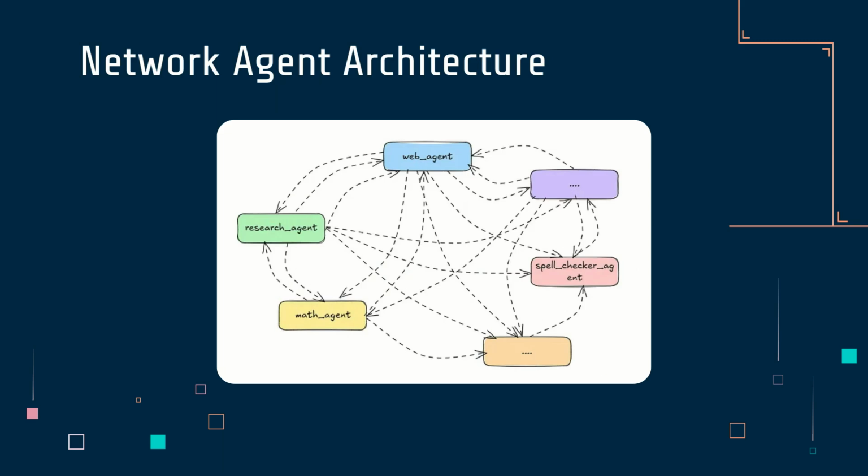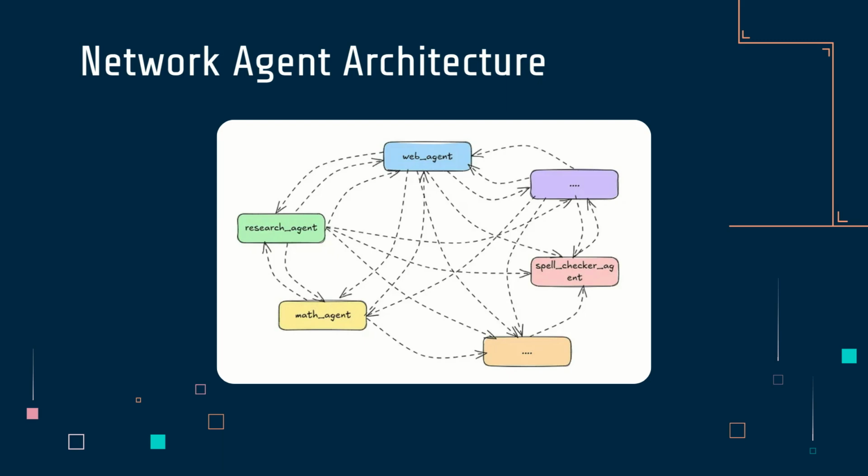So let's move on to the networking agent architecture. The networking agent architecture is very simple. Basically, you have a bunch of agents. All these agents are connected to one another. So any agent can talk to any other agent within the collection, right? You can think of it like talking to anyone in the world. So a web agent can talk to the research agent, which can talk to the math agent. There's no restriction. Any agent can talk to any other agent.